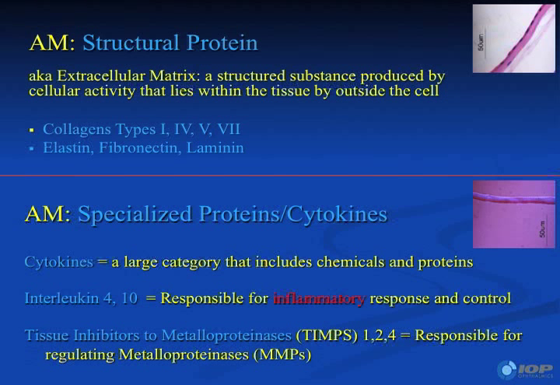So looking at the properties of the amniotic membrane, I mentioned the presence of cytokines and chemokines. In the thick one, the collagen is preserved, and there are various types of collagen, 1, 4, 5, and 7, that are present. Also the elastin, fibronectin, and laminin.